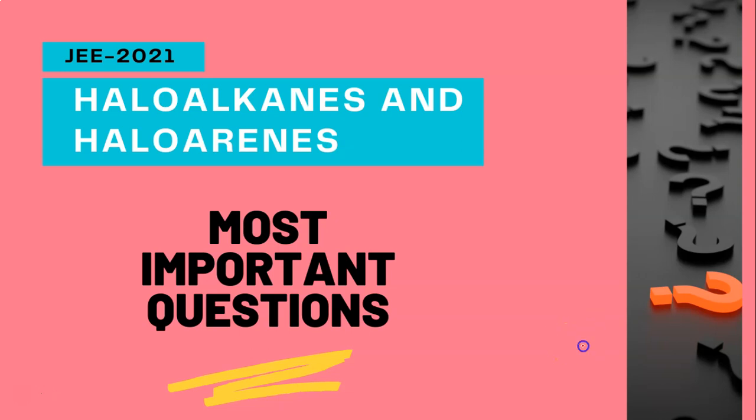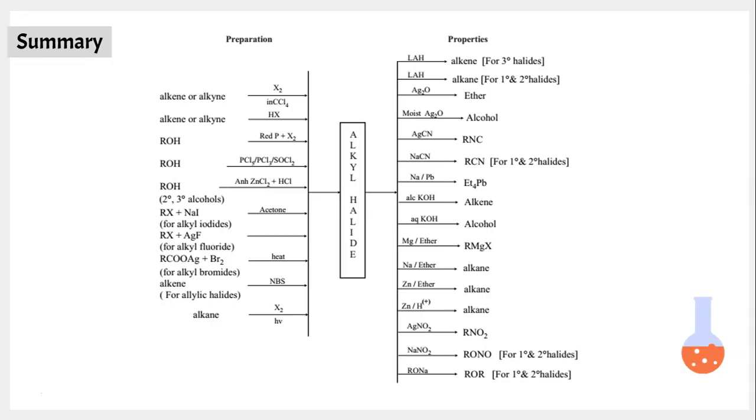Let's get started. Before we could jump into the questions, take a look at this flowchart. This is a brief summary of the preparation reactions and the chemical reactions of the chapter Haloalkenes and Haloarenes. I hope this flowchart helps you in quick revision of all these reactions.